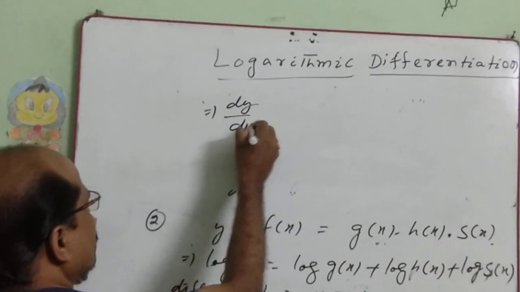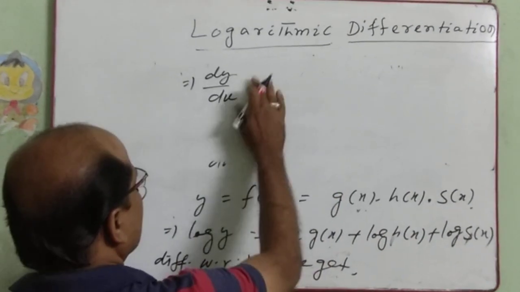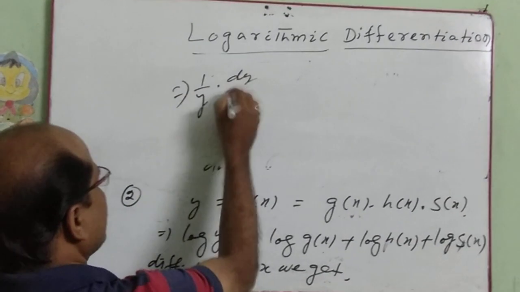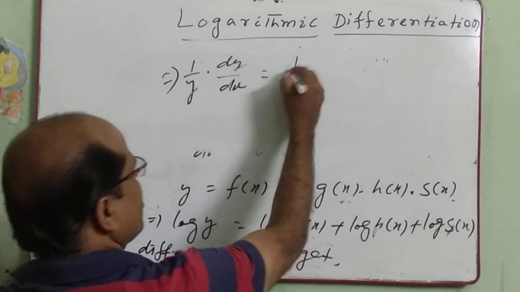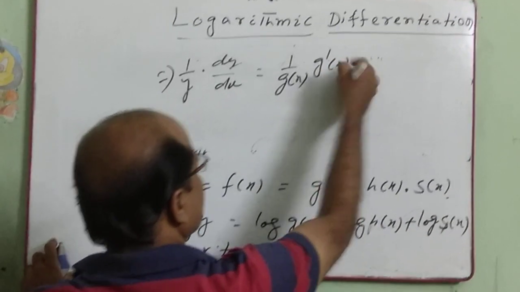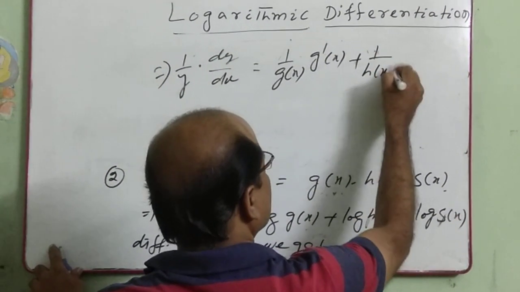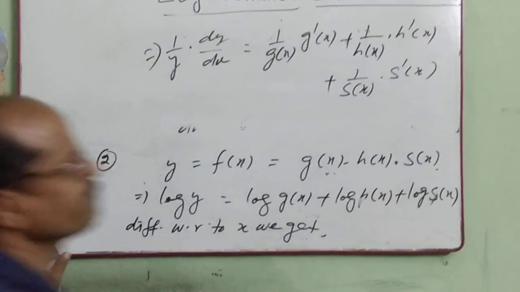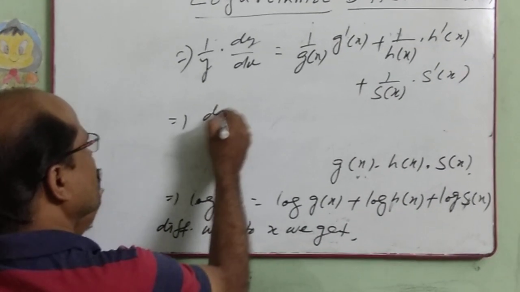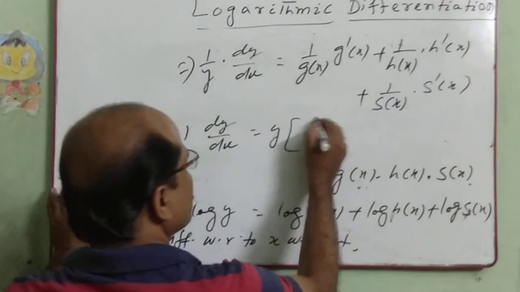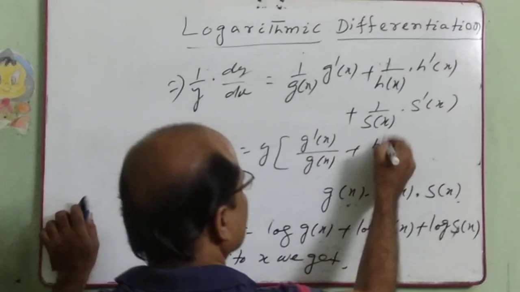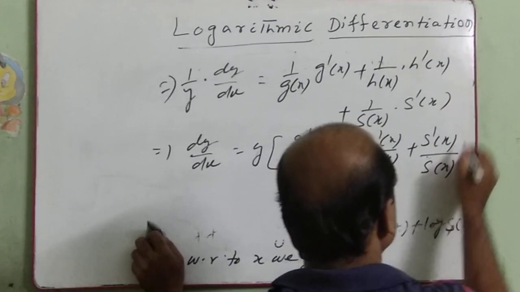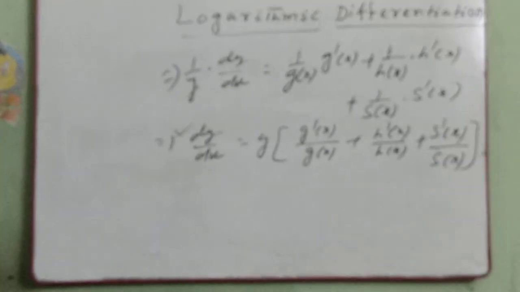1 by y into dy by dx equal to derivative of log g of x is 1 by g of x into g dash x plus 1 by h of x into h dash x plus 1 by s of x into s dash x, or dy by dx equal to y multiply g dash x divide g of x plus h dash x divide h of x plus s dash x divide s of x. Like this way you will find dy by dx.